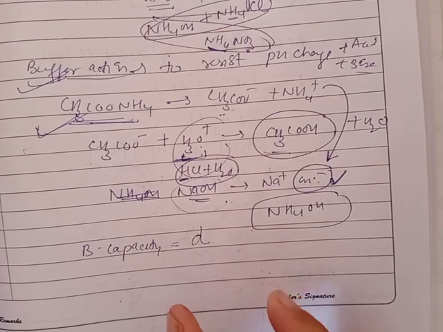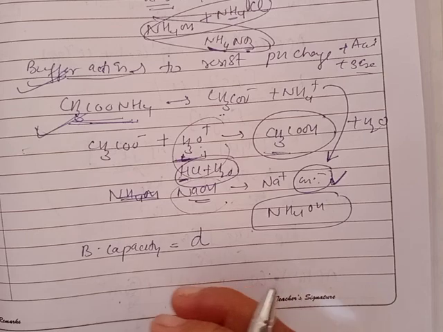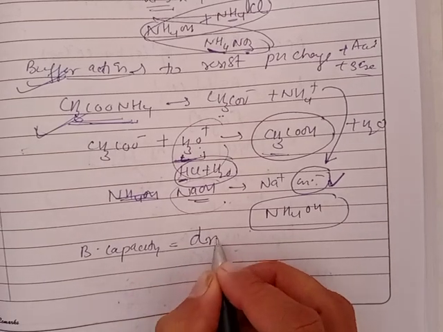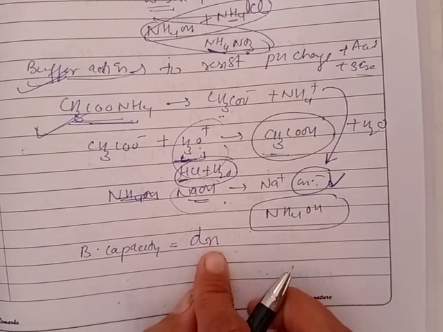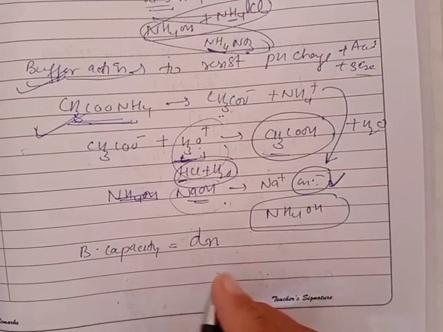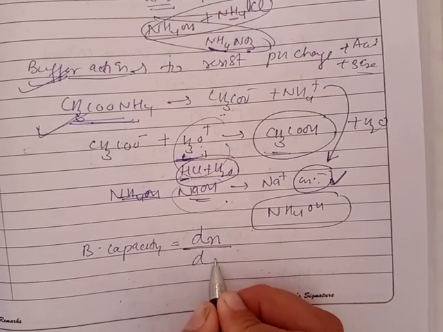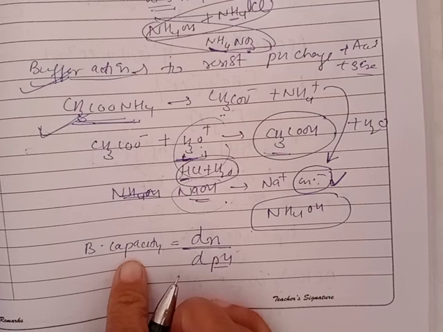जो भी हमारे पास गिवन बफर है उसमें हमने एसिड या बेस से कितने मोल्स को ऐड किया है, दैट इज़ n. Number of moles of acid or base added to 1 liter of buffer divided by the change in pH. This is called buffer capacity.